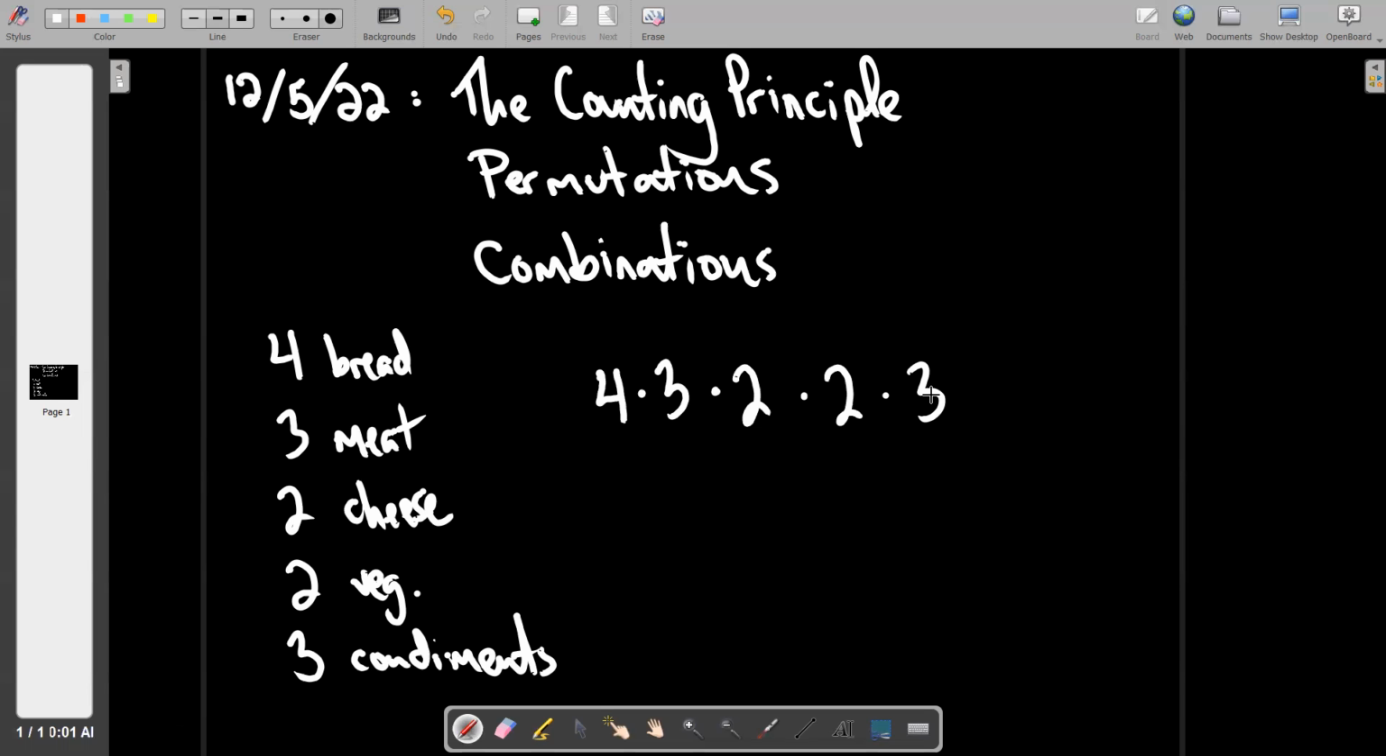This is not necessarily a permutation. It's not a combination. This is why I'm teaching this lesson in 3 parts. This is something called the counting principle, and it is just that easy. You probably want to use a calculator, but we just go left to right. 4 times 3 is 12, times 2 is 24, times 2 is 48, times 3 is 144. So if you were going to make a sandwich with one of each of those things, there are 144 different sandwiches that you could make.